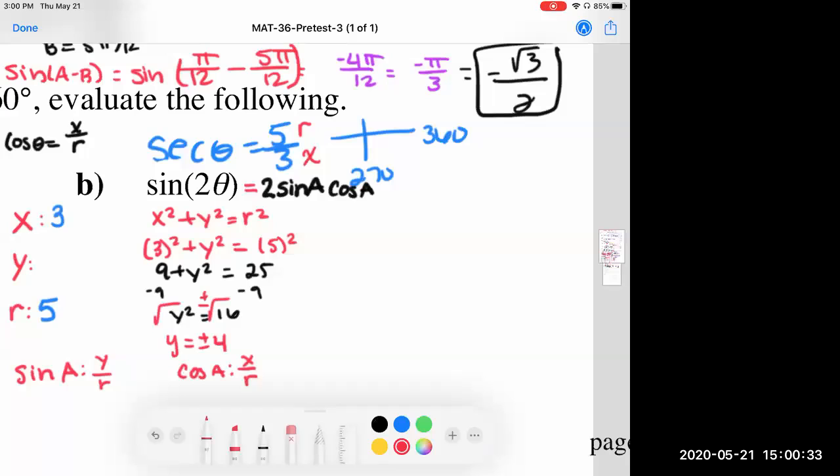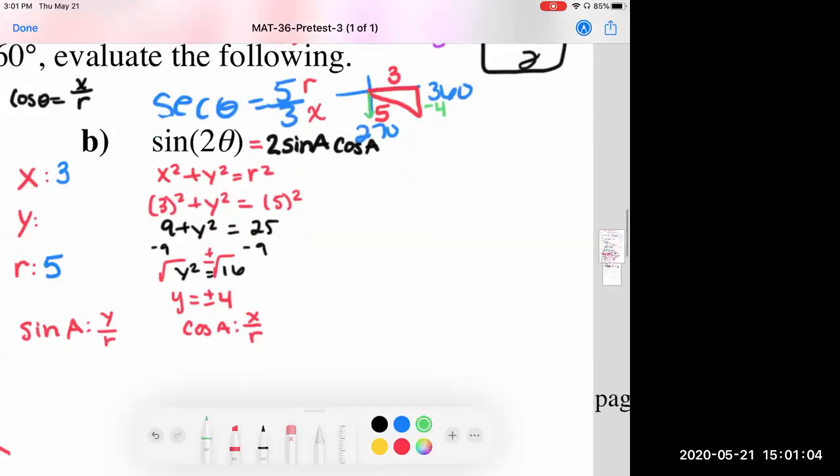Do we want plus or do we want minus? Well, I have to look at my quadrant. That's what lets you know. So I have this triangle, right? My x is 3, and 3 is positive for x. My r is 5. R is the hypotenuse, it's always positive. Now y has to be negative because this is my negative side of y. So we're left to choose -4. So y is equal to -4. That's why it tells you what quadrant you're in.